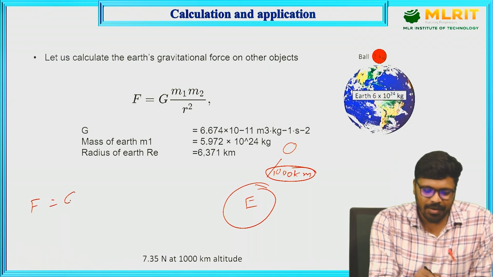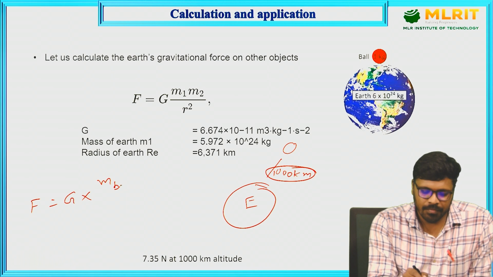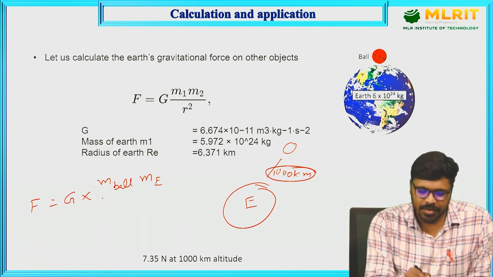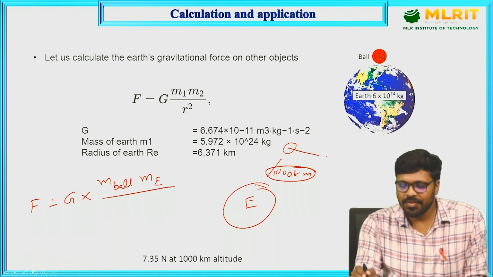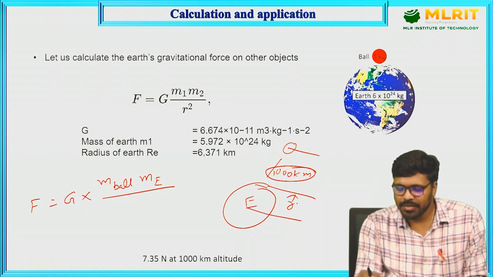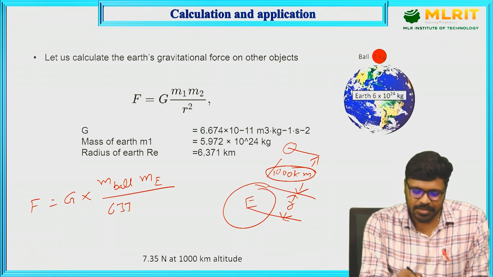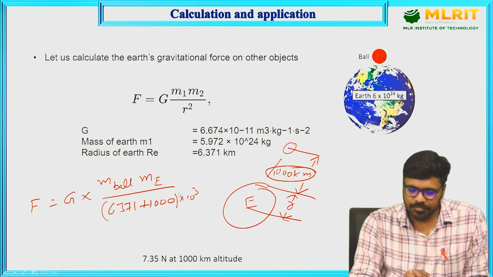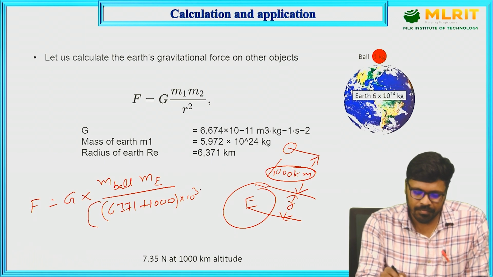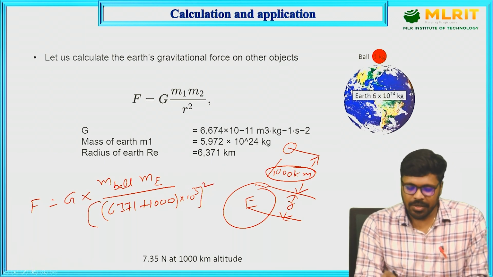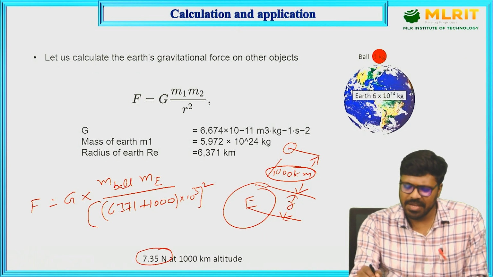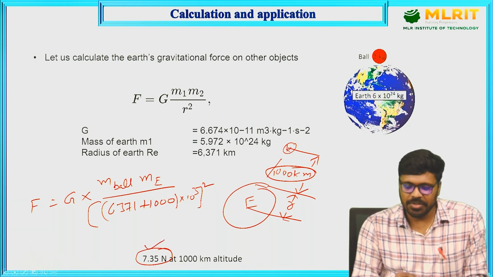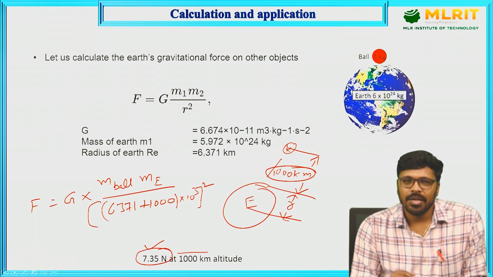F is equal to capital G into the mass of the ball, into the mass of the earth, divided by the distance between the center of the earth and the ball. So here this is the radius of the earth plus 1000 kilometers extra. So it will be 6371 plus 1000 kilometers, that is the altitude of the ball, into 10 to the power of 3, whole square. If you do that, you will get the gravitational force of attraction on the same ball of 1 kg, that is equal to 7.35 newtons, which is at 1000 kilometer altitude.